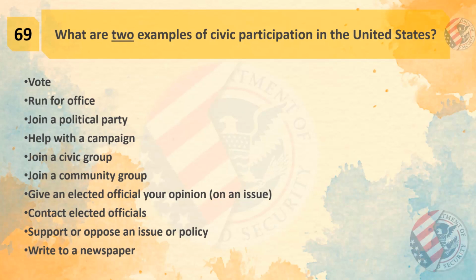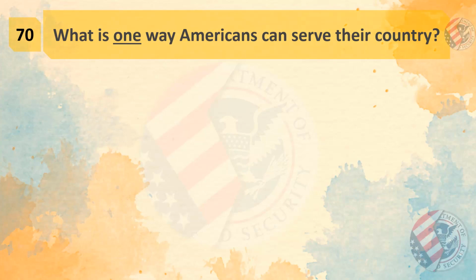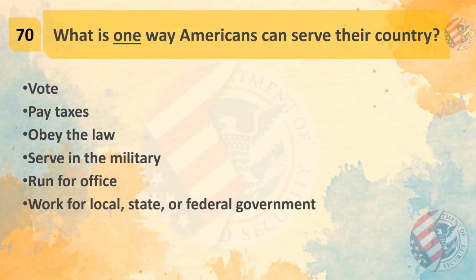What is one way Americans can serve their country? Vote. Pay taxes. Obey the law. Served in the military, run for office, work for local, state, or federal government.